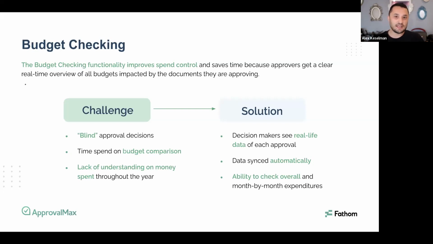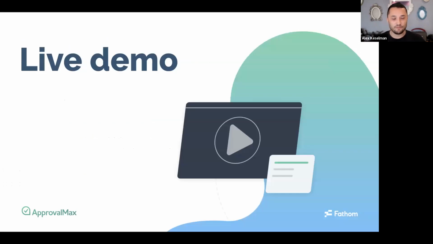And this data is taken from Xero and constantly updated. So now you have a full understanding of where your money goes and how you can forecast it for the future. So with that being said, I can move to the main part from the ApprovalMax side.